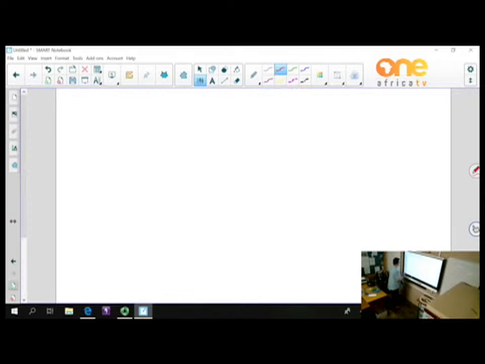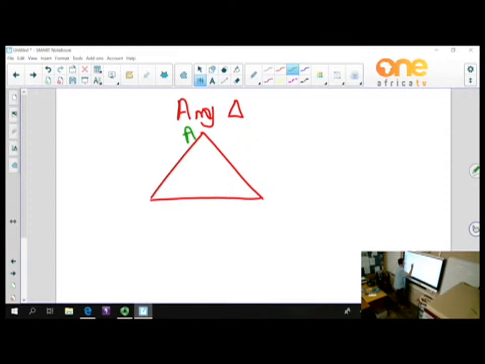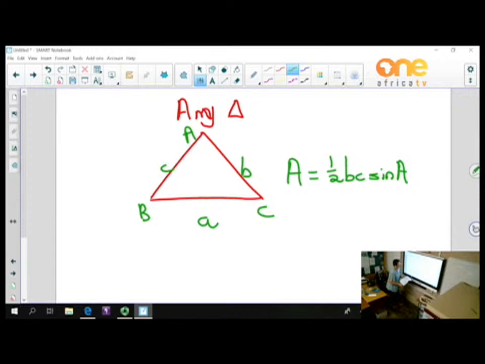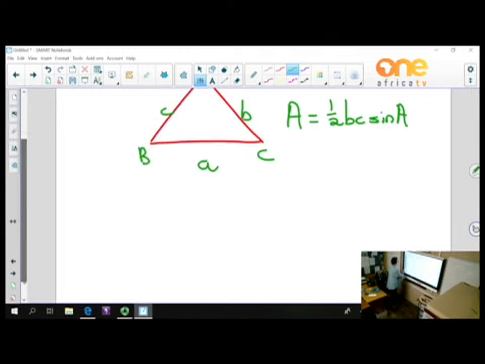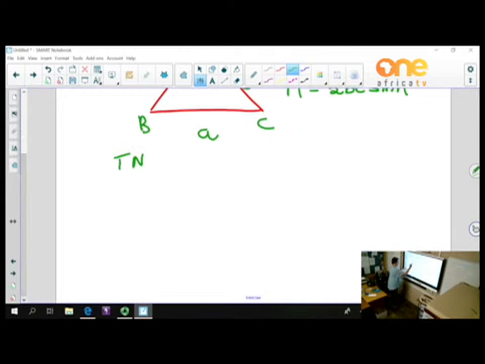Okay, so now we're going to look at any triangle. This is now any triangle. So let's just make sure that we understand the following. If this is triangle ABC, then this is A, this is B, and this is C. And the formula that you're working with now, area, is half BC sine A. Half BC sine A, that will give us the area. So we're busy now with Try Now 24. That's the first one that we should look at there.